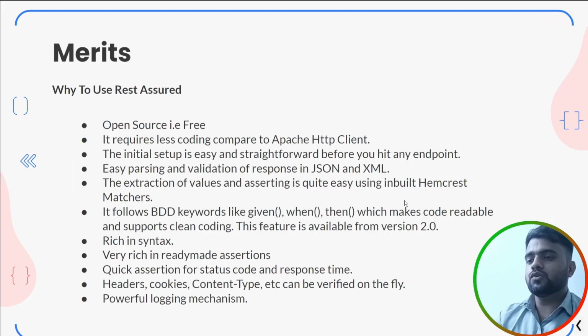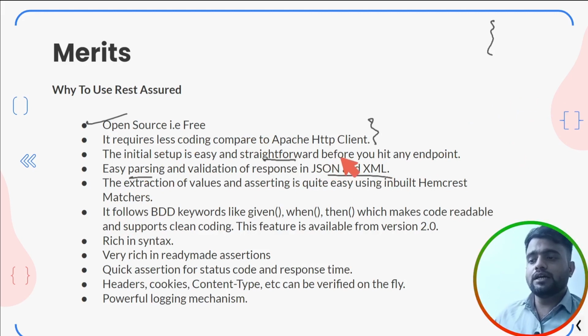I will move to the next slide so that we can talk about the merits of REST Assured. First, it's open source, and we are not going to pay anything for it. Anyone can use it. It requires less coding. If you want to implement anything on Apache HTTP Client, you have to write more code. In REST Assured, you can simply write it, and the initial setup is straightforward. Before hitting any endpoint, we need to use simple keywords, and we can simply hit the particular endpoint. We don't need to write more and more code to hit the particular endpoint. There is also easy parsing and validation of responses in JSON and XML.